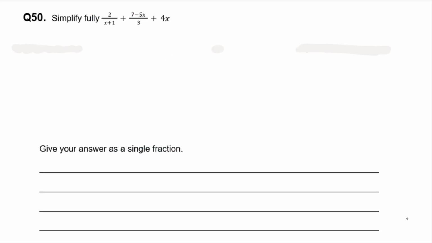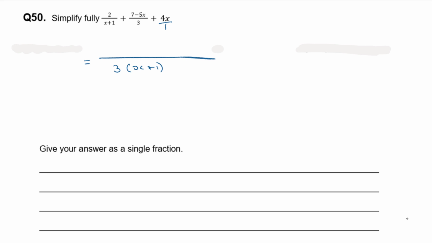Question 50, simplify fully 2 over x plus 1 plus 7 minus 5x over 3 plus 4x. Okay, so now it wants to give us the answer as a single fraction. So I think I'm going to rewrite then that last fraction as 4x over 1, and I'm going to find a common denominator for all three. Okay, so I'm going to get on my denominator then, I'm going to have the 3 and the x plus 1 and the 1, which doesn't really do anything. So it's just going to be 3 lots of x plus 1.